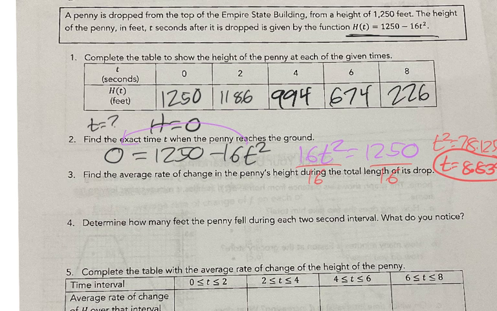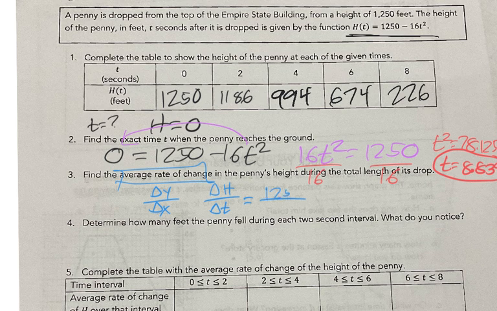What am I thinking when I see average rate of change? Slope, slope, slope. So average rate of change is the change in y over the change in x. In this case, that would be the change in height over the change in time. So how much did the height of the penny change? Drastically. From 1250 to 0.